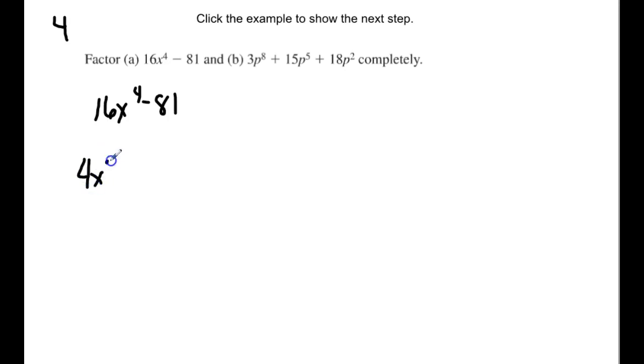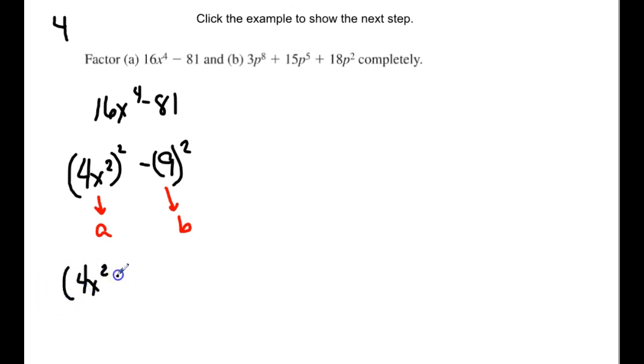So I know that 4x squared gives me 16x to the 4th, minus 9 squared, right? So now I have an A and I have a B. So this is going to be my A, and this is going to be my B. Now that I've written it as my difference of 2 squares, I can just go ahead and use my difference of 2 squares pattern and write this out. So I'm going to have 4x squared plus 9, and I'm going to have 4x squared minus 9.